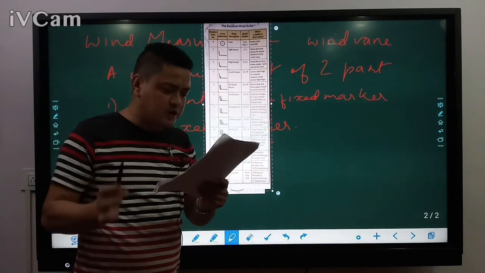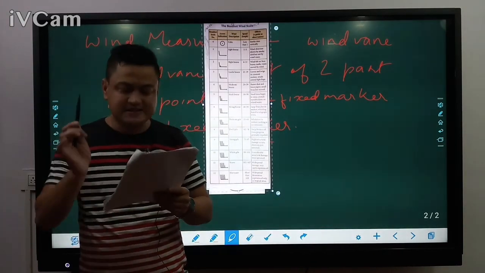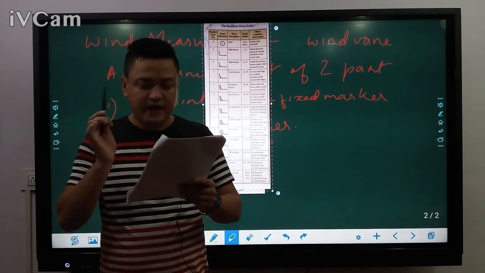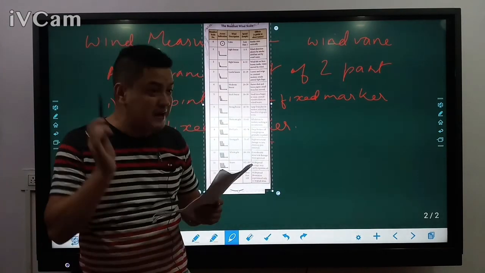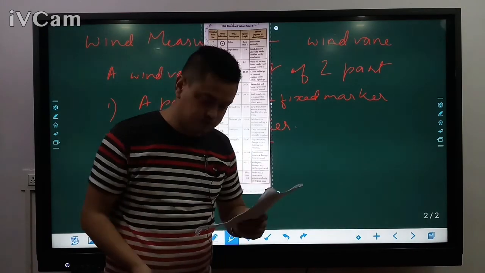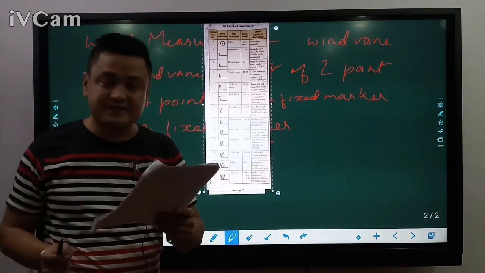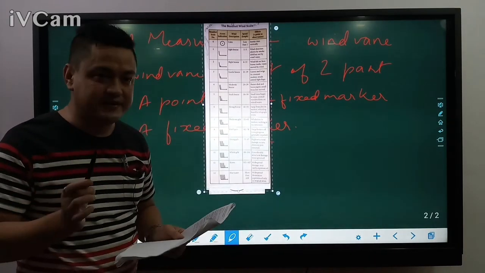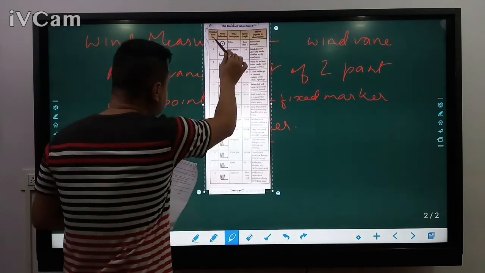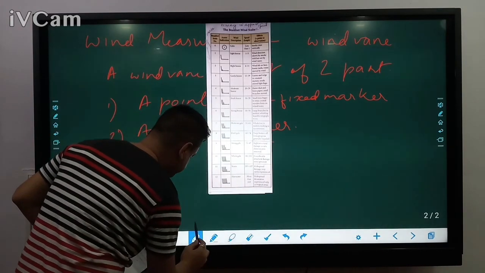The Beaufort scale was made by Sir Francis Beaufort, a British admiral, in 1806 CE. He built this Beaufort scale for the Navy to sail the boats in the olden times. However, it was standardized in 1923 CE. So this is the force, and according to the force, a wind is guided.